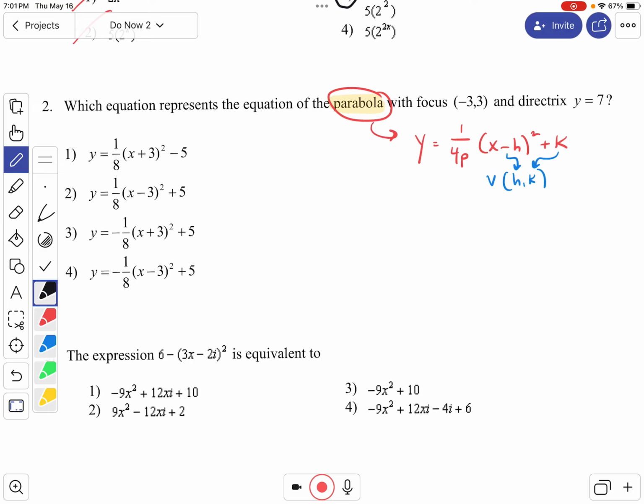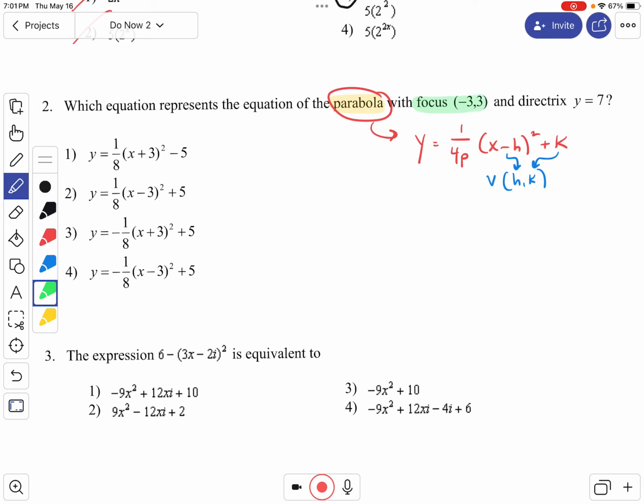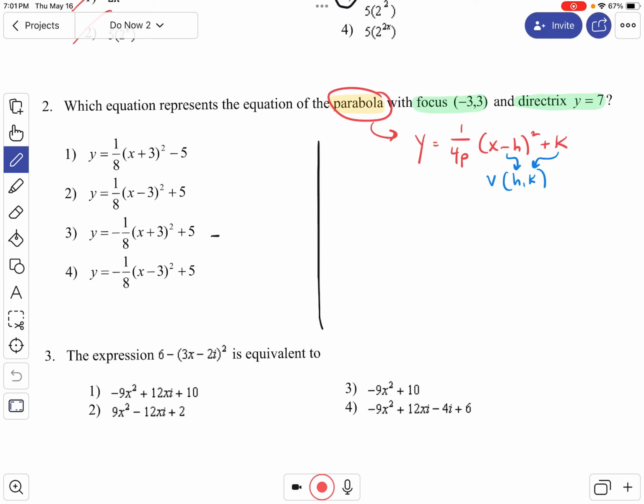My advice is to always graph to see what's going on here. So I'm going to go ahead and graph just to give myself an idea of what I'm looking at. All right, so I see the focus of (-3, 3), which is going to be right here. I also see a directrix at y equals 7. So 3, 4, 5, 6, 7.